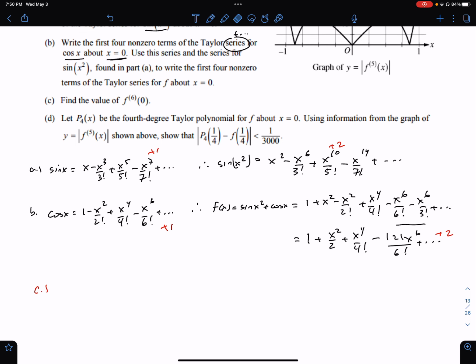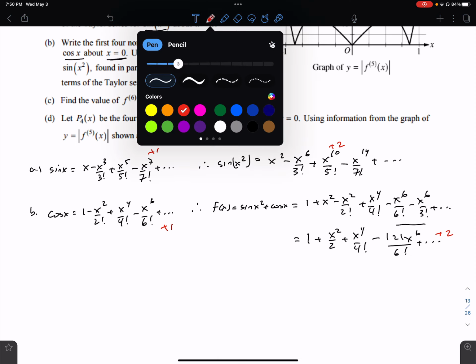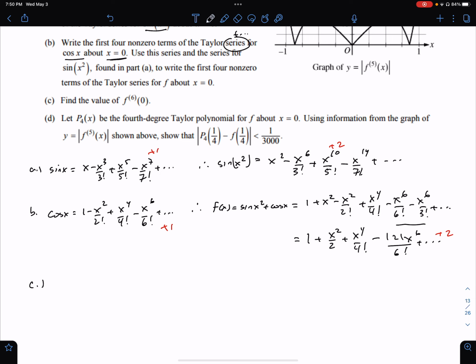Let me put this back in the right color. Okay, let's take a look here. So for part C, we want the value of the 6th derivative. Well, this is from Taylor. So in Taylor, we are saying that the value of the 6th derivative at some center over 6 factorial times x to the 6th has to equal what it's going to generate.